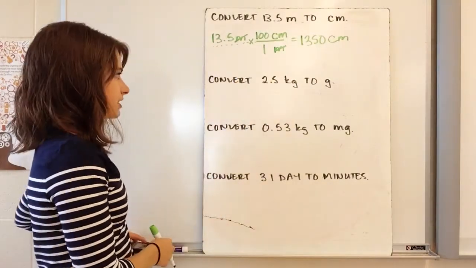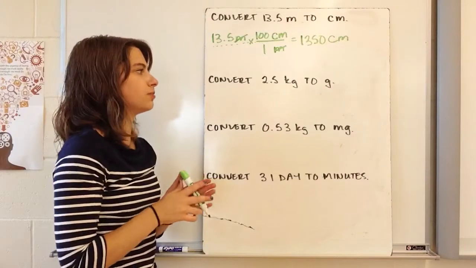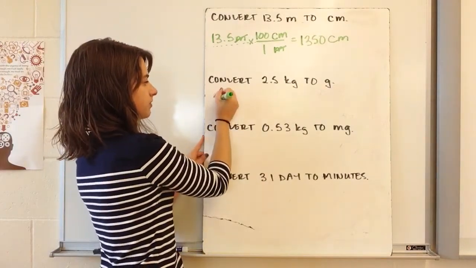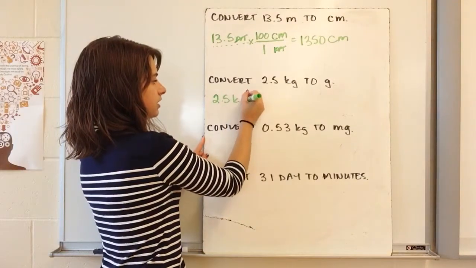Let's do another example. So our example 2 says convert 2.5 kilograms to grams. So I'm going to start with what I'm given. I'm given 2.5 kilograms.